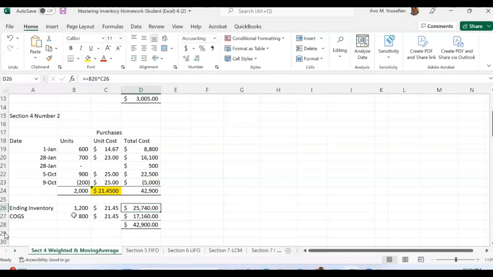25,740. Therefore, the cost of goods sold will be 800 units that is sold, which is 2,000 minus 1,200, is 800. And 800 times average cost gives you the cost of goods sold. And the total will have to be 42,900, which, as you see here, it is 42,900 right there.